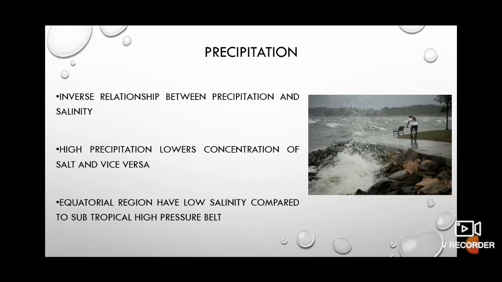The second one is precipitation. Here, there is an inverse relationship between precipitation and salinity. That is, if the precipitation is high, the salinity will be comparatively low, and vice versa. That is why the equatorial region has low salinity. Even though the region receives high temperature and evaporation, it generally has low salinity due to the large amount of convectional rainfall received in the region when compared to the subtropical high pressure belt.